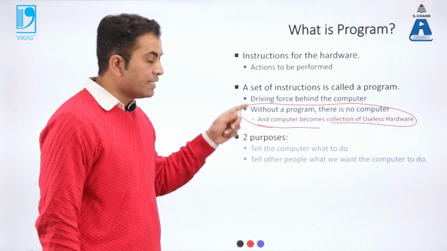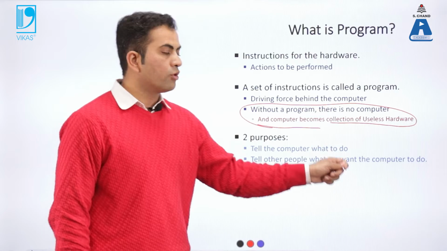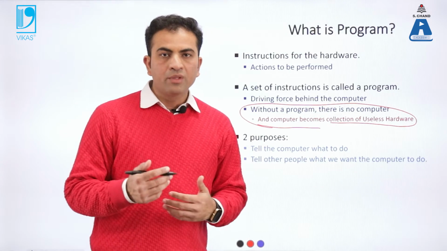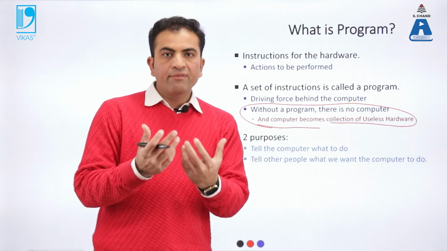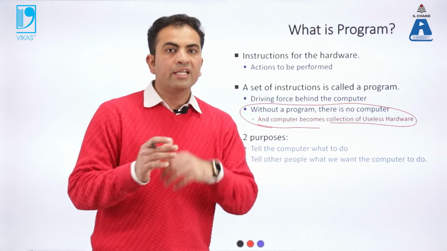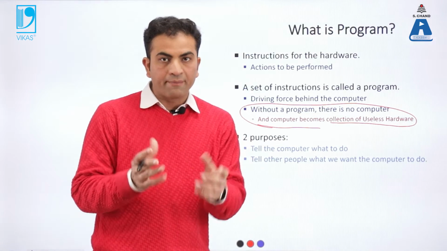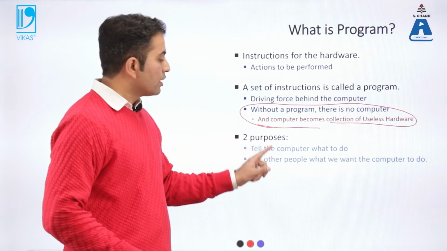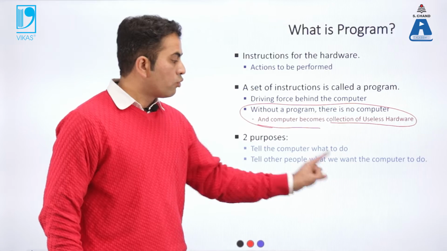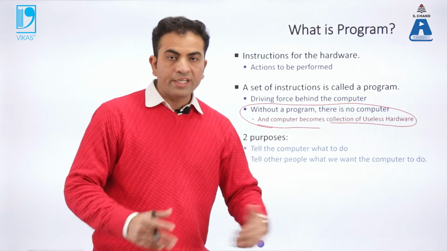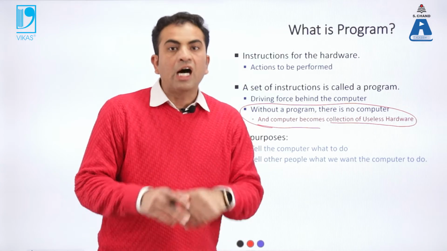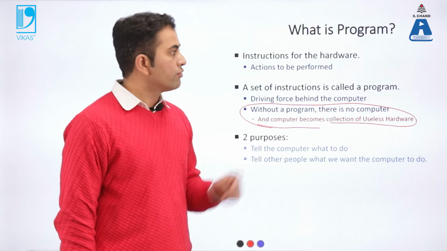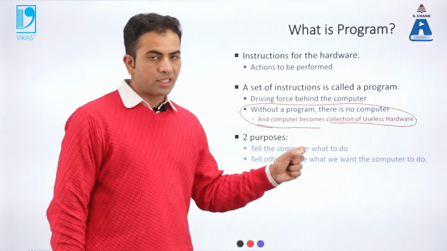The second is to tell other people what we want the computer to do. This is for the general users. When you play a game, the game gives us the idea: now press this, press that. Initially we have to learn how to play the game. So in that case, we have to write the instructions in such a manner that they tell other people what we want the computer to do. So initially the computer instructs us how to play the game. So these are the basic fundamentals of programs and instructions.